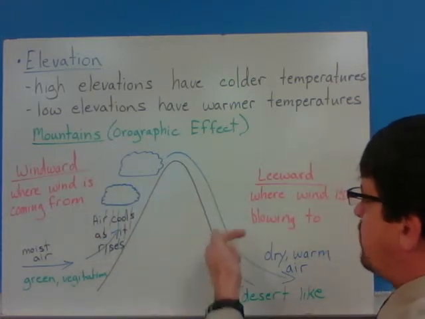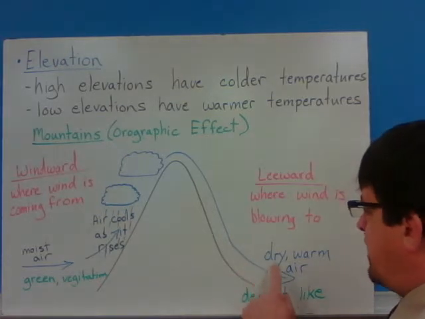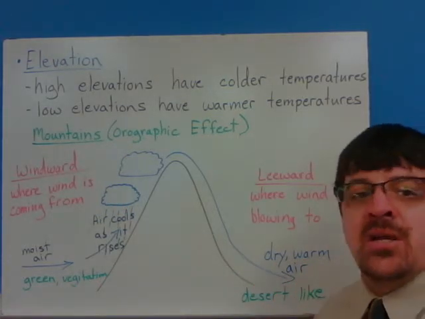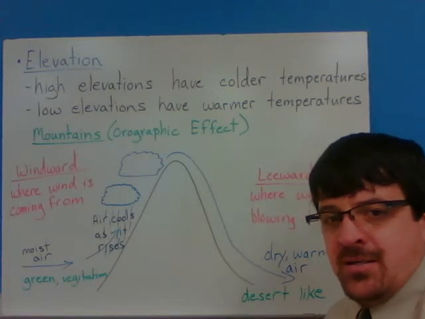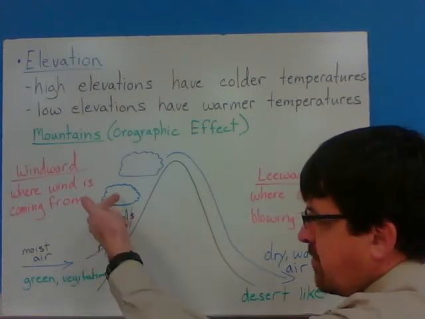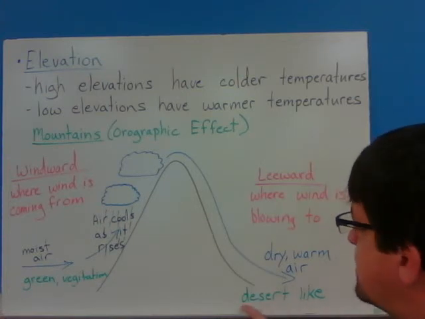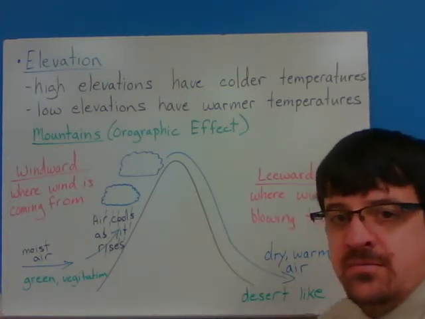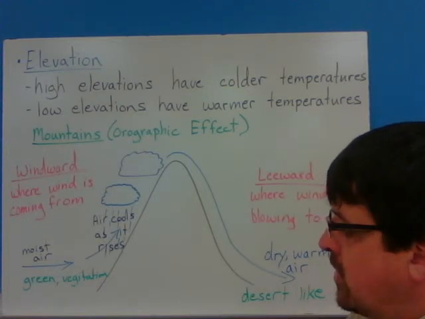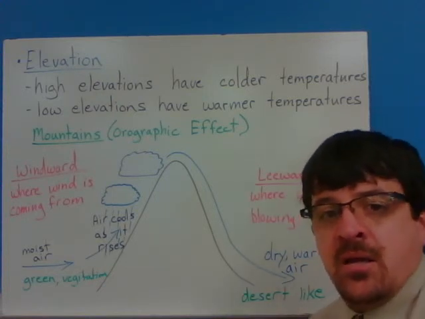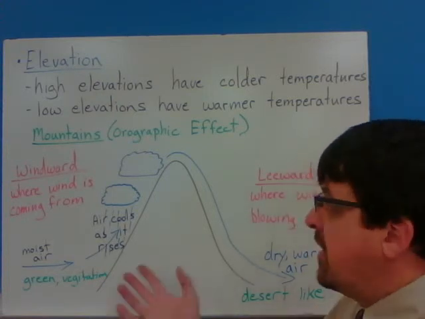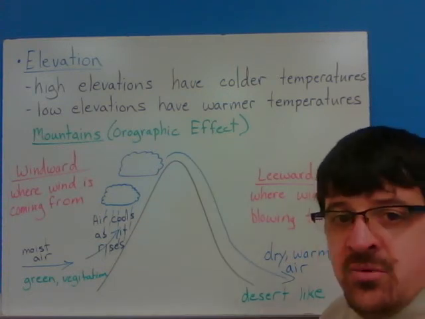So the leeward side, where the wind is blowing to, is the dry, warm air side. Now, why is it warm? Because you get a lot of sunshine. It's clear skies. Here it's going to be cooler because it's cloudy all the time. You get desert-like conditions on the leeward side of the mountain. So those are just some ways that climate is affected by these different conditions that we just talked about here.